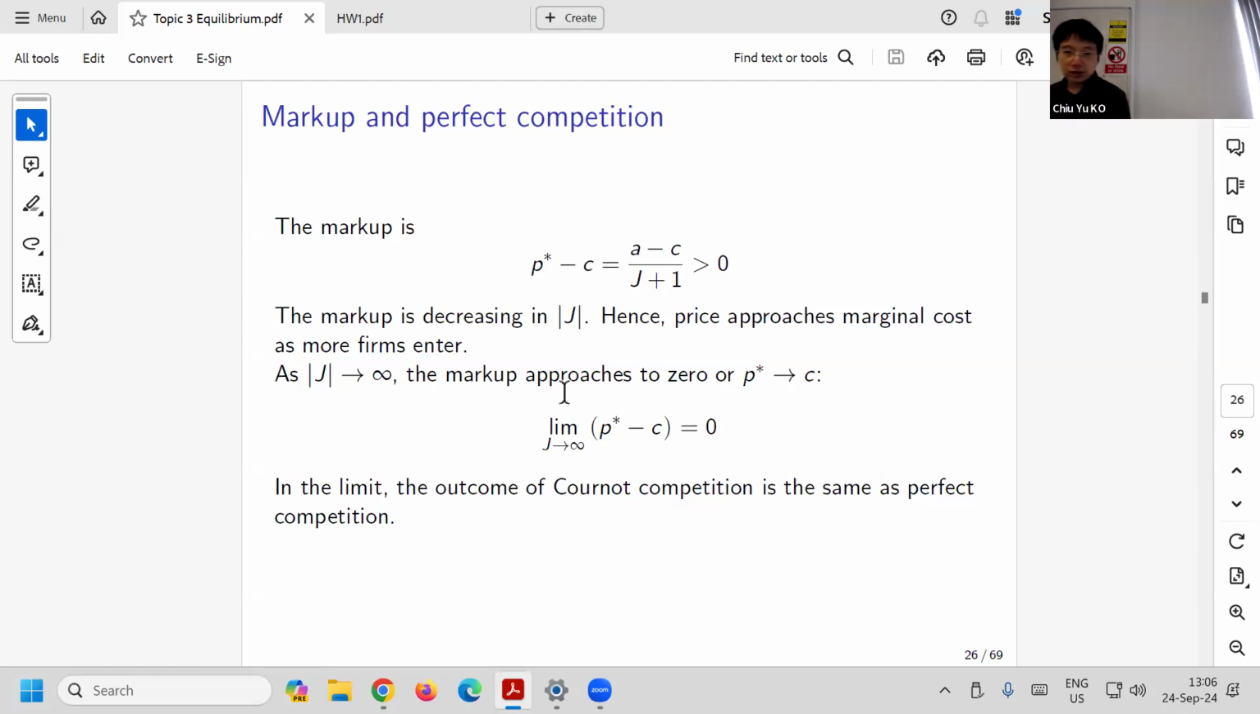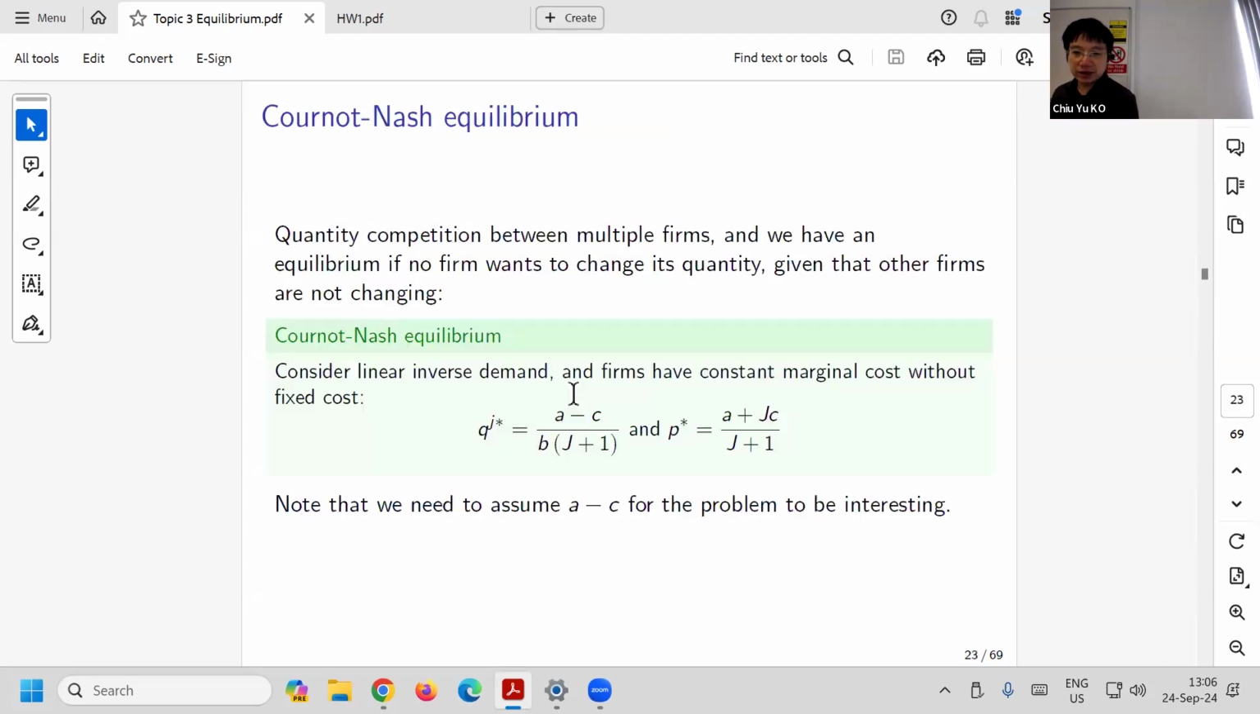Now go back and ask the same question here. When J goes up, at the end this thing will go to C, because you take 1 over J here, 1 over J here, and take infinity. That's how you can get this one.